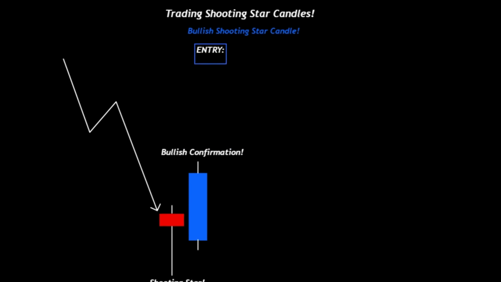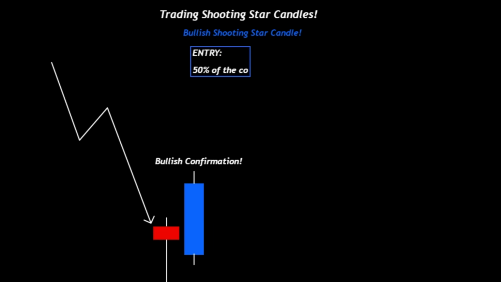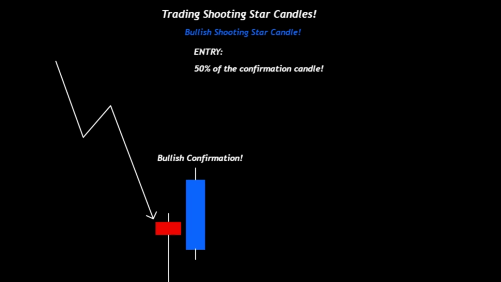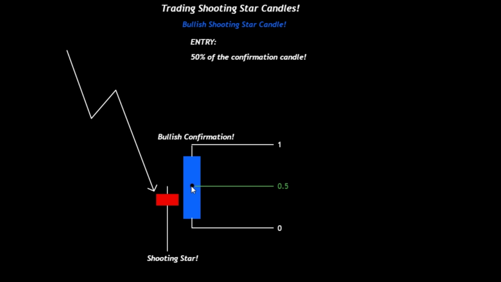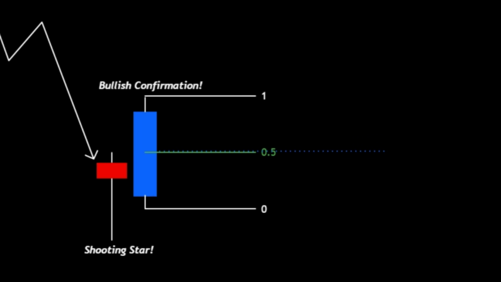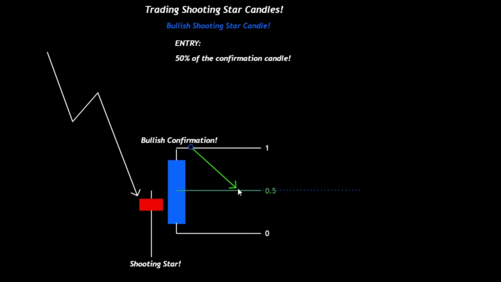Given all this, the entry point into a potential long position is the 50% or the half of the confirmation candle. You can identify it just by looking at the candle, or if you want to be precise, you can apply a Fibonacci retracement. 0.5 level would be the half of the confirmation candle. So I identify it with a line. If candles move towards that line, it would be a potential entry into a long position. The stop loss would be right below the confirmation candle.